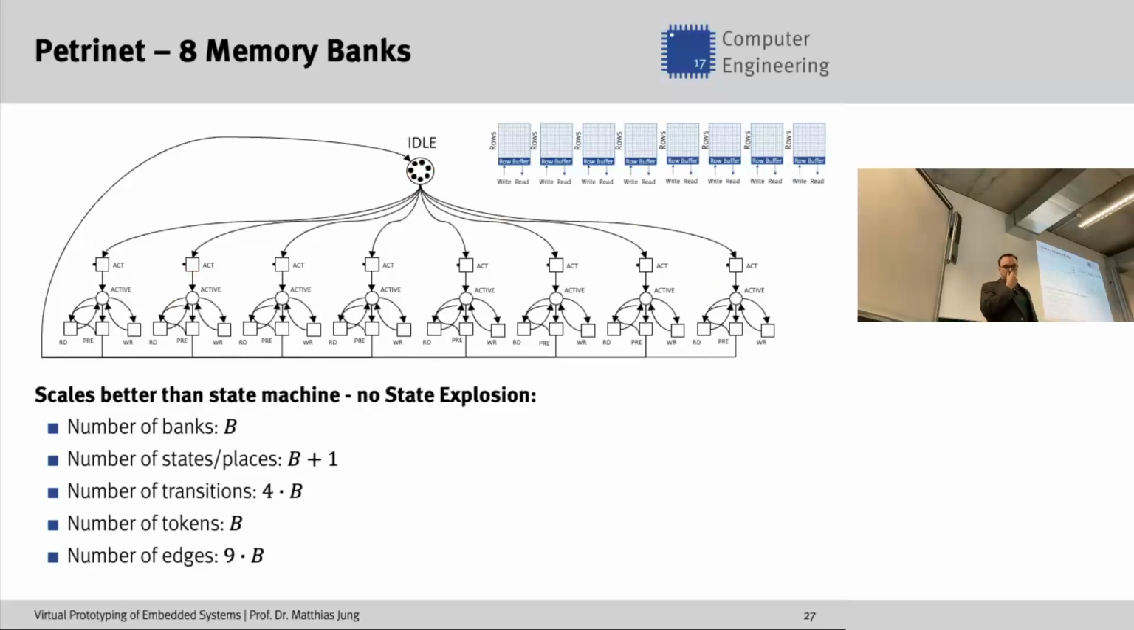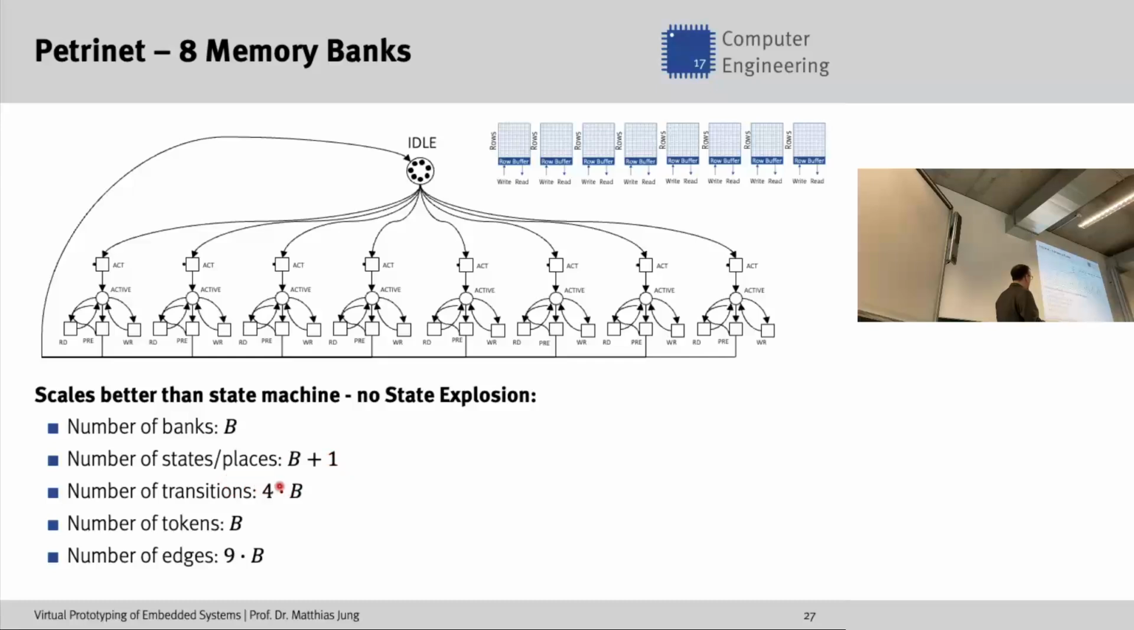So not exponentially, it scales linear. So number of banks is again B. The number of states is B plus 1 because we have the idle state. In some 3-4 years ago, we even showed that you don't even need the idle state, but for didactical reasons, I keep it here. So you have basically B plus 1.